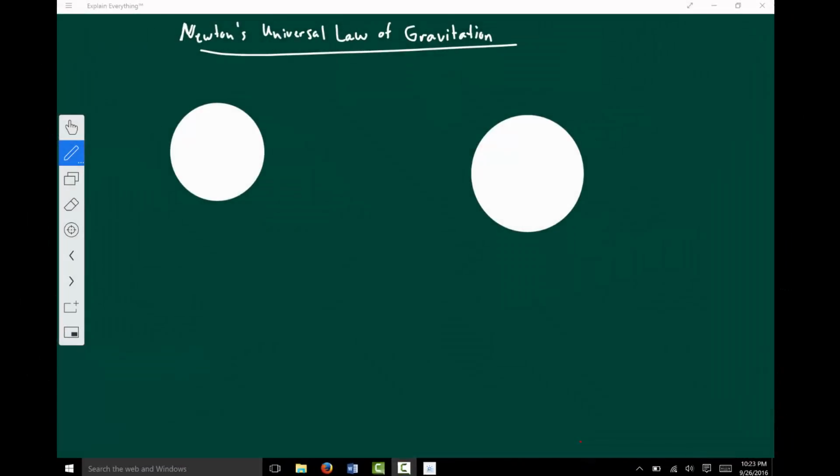Hello, everyone. In this video, we're going to be talking about Newton's universal law of gravitation. This law of gravitation just states that two masses will exert a gravitational force on each other. So they're going to attract each other.